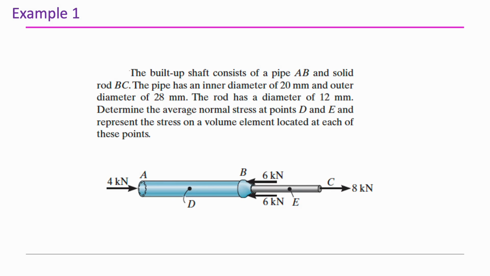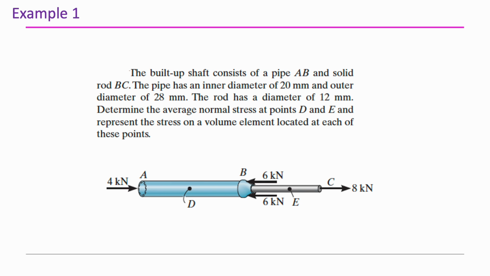We are now solving a stress analysis problem from the topic of normal stress. Let me read the problem statement. The build-up shaft consists of a pipe AB and solid rod BC. The pipe has an inner diameter of 20 mm and outer diameter of 28 mm. The rod has a diameter of 12 mm. Determine the average normal stress at points D and E and represent the stress on a volume element located at each of these points.